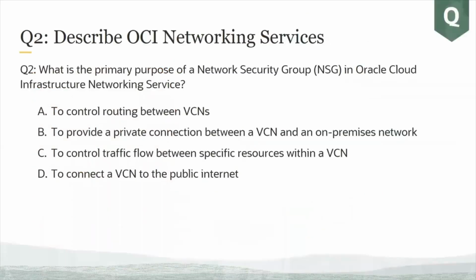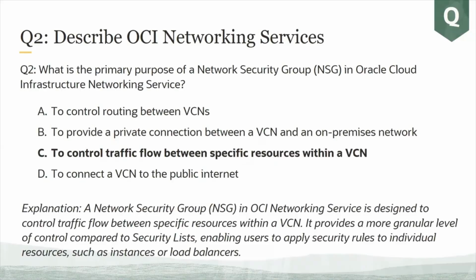All right, question 2 is around what's the primary purpose of a network security group, also referred to as NSG, in Oracle Cloud Infrastructure Networking Service. You have 4 options. I'll give you 5 seconds to read through them, and then we'll look at the right answer. Alright, so the correct answer is to control traffic flow between specific resources within a VCN. NSG is designed to control traffic between specific resources.